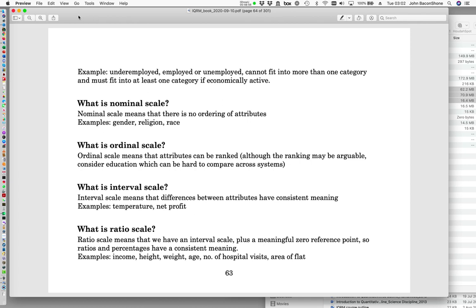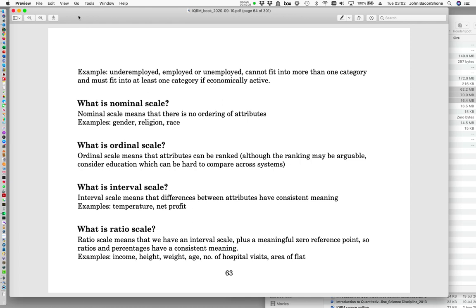Okay, so we have this hierarchy of our scales. We start with the bottom of our hierarchy with a nominal scale. So nominal scale means there is no ordering of the attributes. So for example, gender. So traditionally we'd only have male and female. These days you might also have people who are, I think the correct phrase is non-binary, people who don't want to label themselves as either male or female.